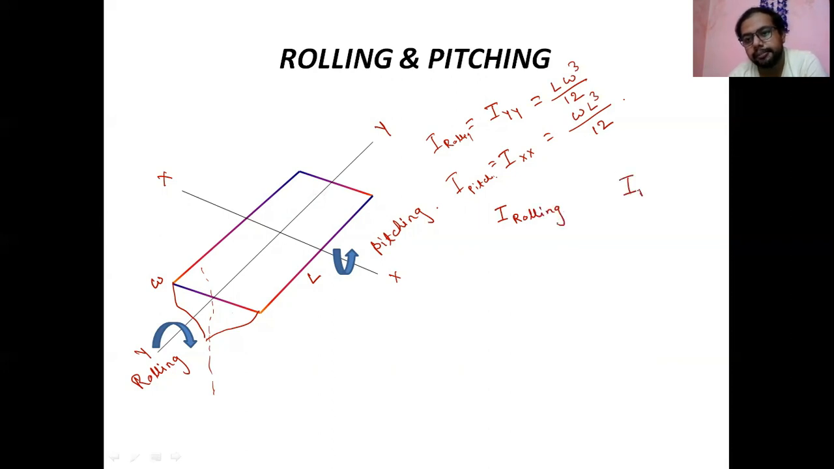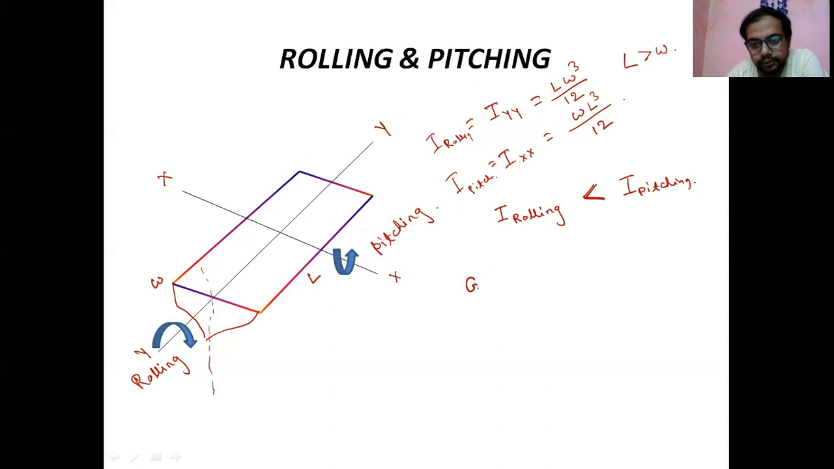and I pitching. Which one is more? Here, the length would be much greater than the width. So I pitching will be greater than the I rolling. I pitching will be greater than the I rolling. So which is the more sensitive case? We'll see. Just one concept I am giving. I rolling is less than I pitching.